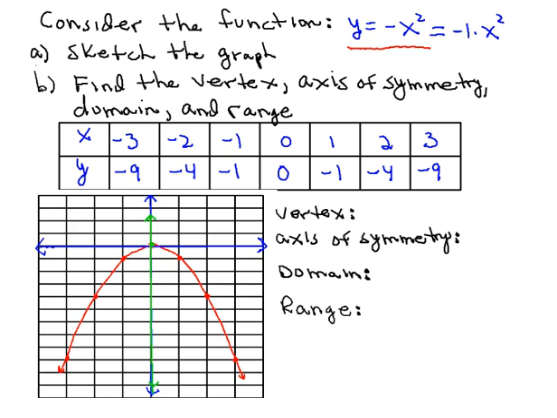We also now have a parabola that opens down, which means that the vertex will be a high or a maximum point. So from the graph we can tell that the vertex will be at 0, 0. And the axis of symmetry, which is drawn there in green, is essentially the y-axis. And we know the equation for that will be x equals 0.